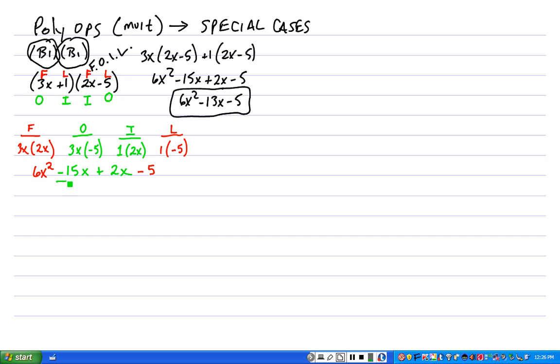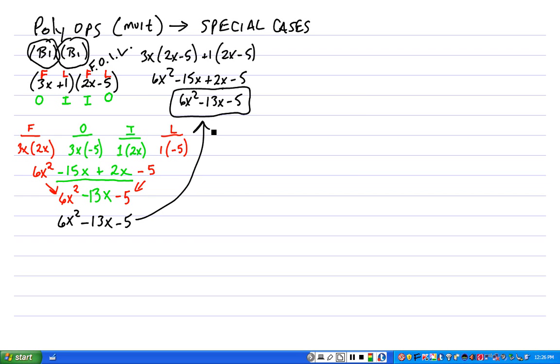Now if you notice, our outside and our inside give us like terms, so they can be combined to give a negative 13x, and we simply bring down our minus 5 and our 6x squared. So the answer being 6x squared minus 13x minus 5, which you see is nothing but what you got here.